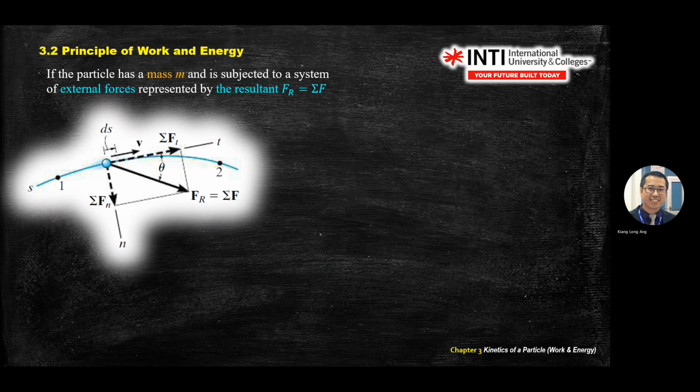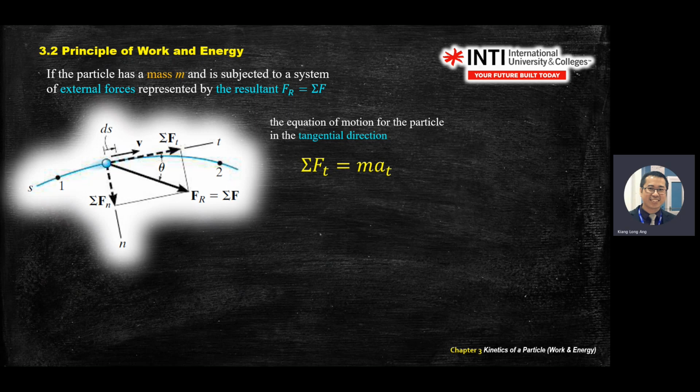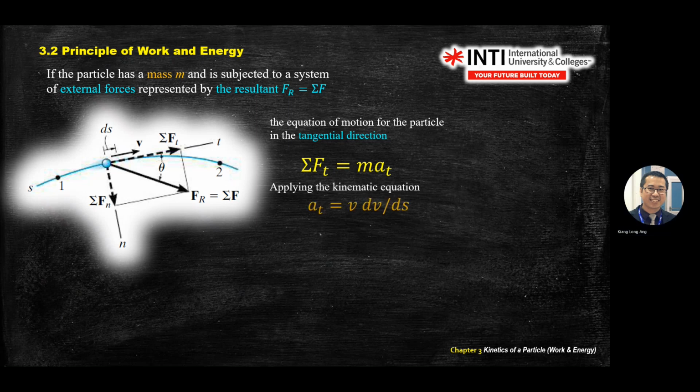So in chapter 2, you know that when there's a force acting on the particle or object, it will create acceleration or motion. So F equal to ma. So you have F equal to ma in tangent direction, F equal to ma in normal direction, right? So F equal to ma in tangent direction.